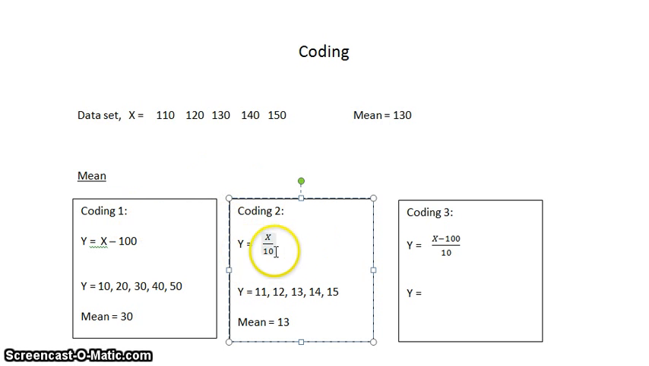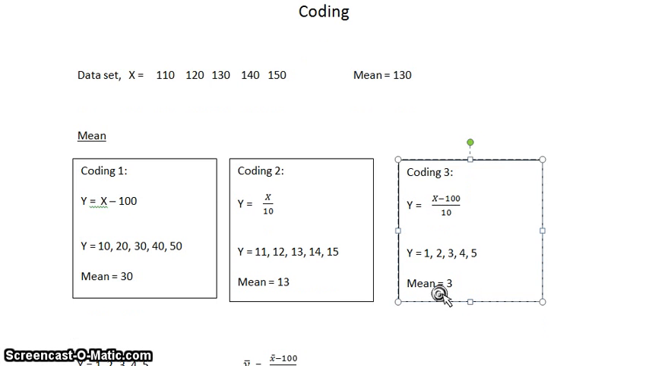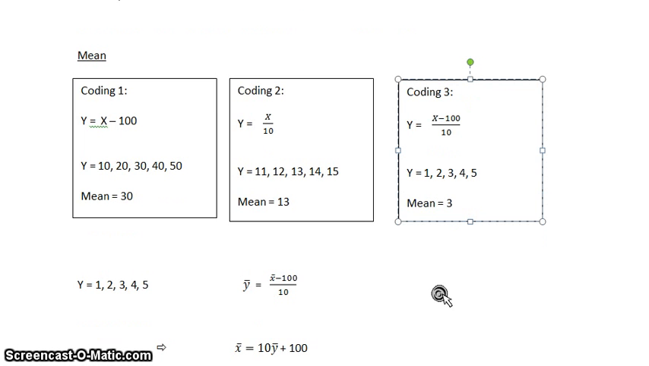And if we combine the division and the subtraction, we could work out a data set Y by subtracting 100 from all the values, and then divide by 10. And now we get 1, 2, 3, 4, 5. And the mean of this set is 3. And if we have a look at how that might be written down formally, our data set Y, 1, 2, 3, 4, 5. This is the coding that we've used. Take away 100, divide by 10.